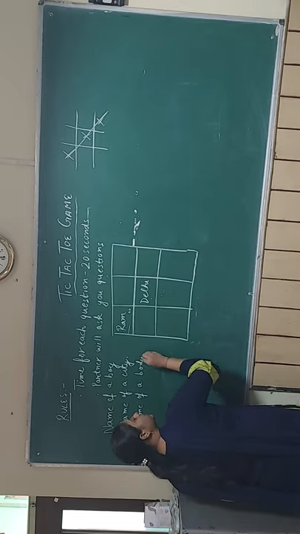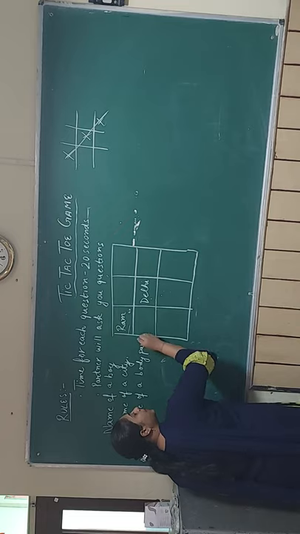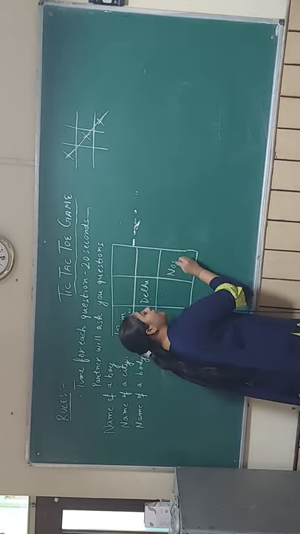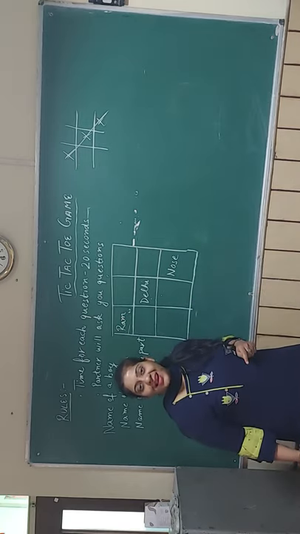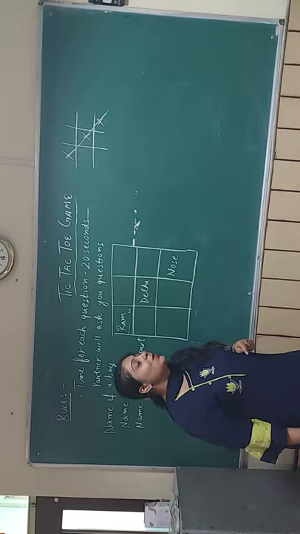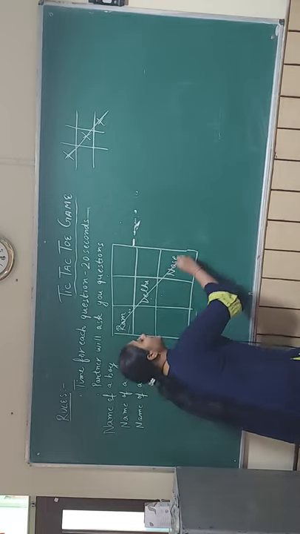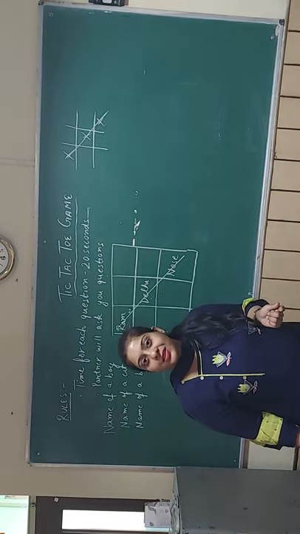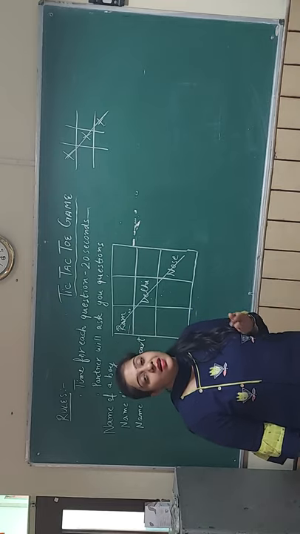Name of a body part. You can write any body part name. Right. I am writing the name as nose. Okay. So this will be called a bingo, because in this I am writing the names of nouns.